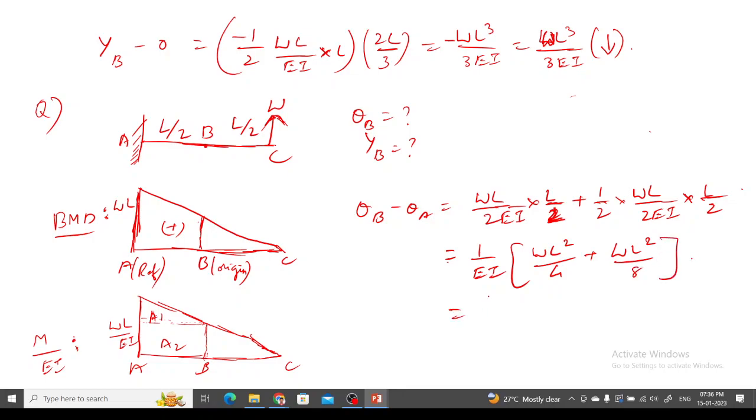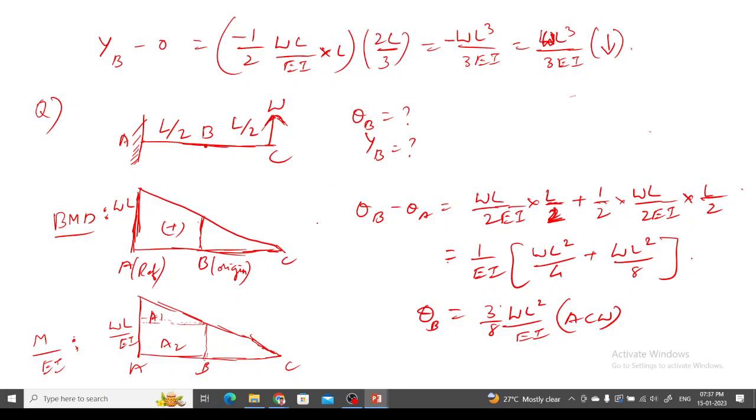So what final answer are you getting? 3 by 8 WL square by EI. Yes, WL square by EI. And the direction is? Positive, anti-clockwise. For slope, you can say it is anti-clockwise or clockwise. Here you meant the beam is deflecting towards the upward direction. Yes, this is clear, right?